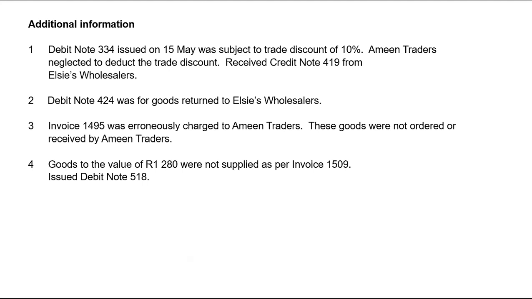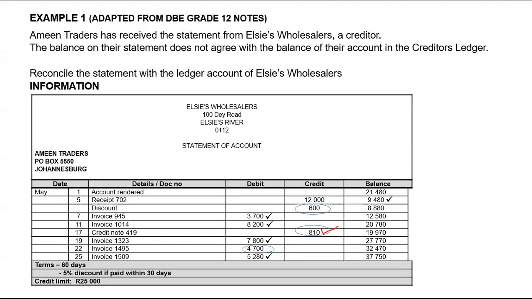Goods to the value of 1,280 were not supplied as per the invoice 1509. Issued debit note 518. So they did not give us those goods. Okay, they did not give us goods worth 1,280. Here it says they were not supplied, so we did not receive them. It was invoice 1509. So let's check that invoice 1509. We're going to get that in the statement, right?